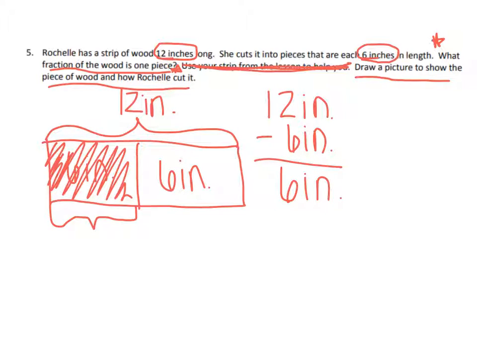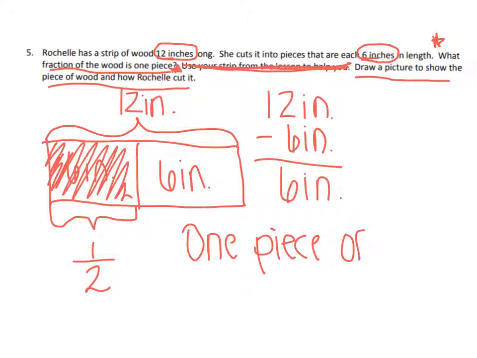So the fraction of the wood that is one piece is 1/2. So let's write that as a statement. So I'm going to write 1 piece of wood is 1/2.